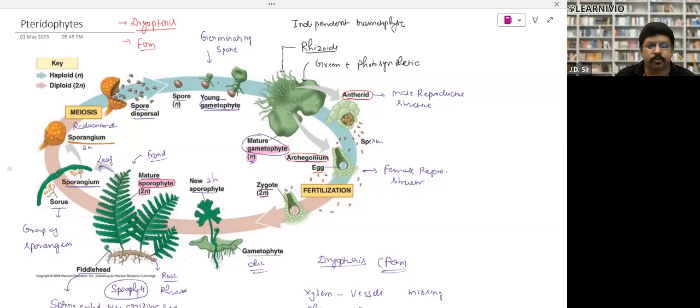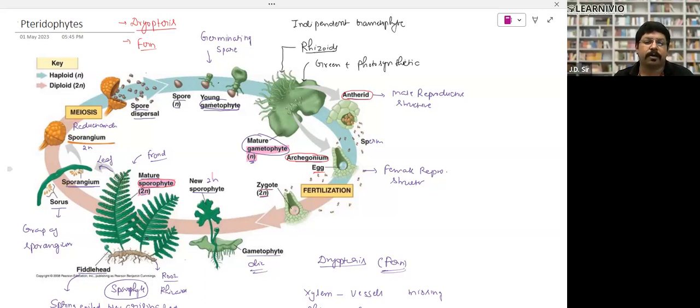Sporangia: inside sporangia, reduction division, or meiosis, takes place, and formation of haploid spores takes place. These haploid spores spread, they germinate, and after germination they form another plant body, which is called the gametophyte. Right? So here, sporophyte and gametophyte are both different. Here, the sporophyte is an independent plant body, and it is not parasitic. It makes its own food, right? And the gametophyte is a different plant body. It also makes its own food.